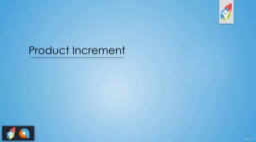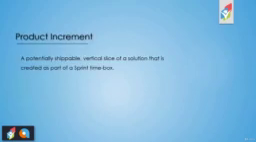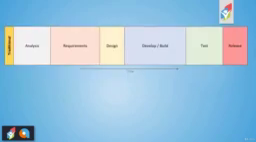In this lecture, we're going to talk about what a product increment is. According to the Scrum Guide, a product increment is a potentially shippable vertical slice of a solution that's created as part of a sprint time box. That definition has a lot of terms and it can be very confusing. So what I want to do is actually use an illustration to explain what a product increment is.